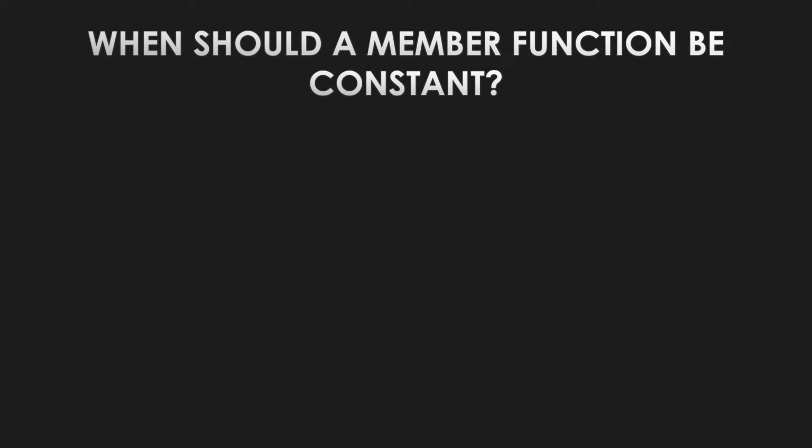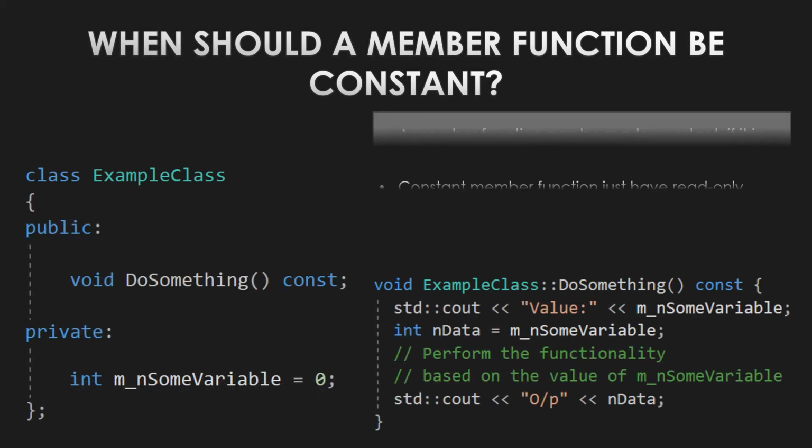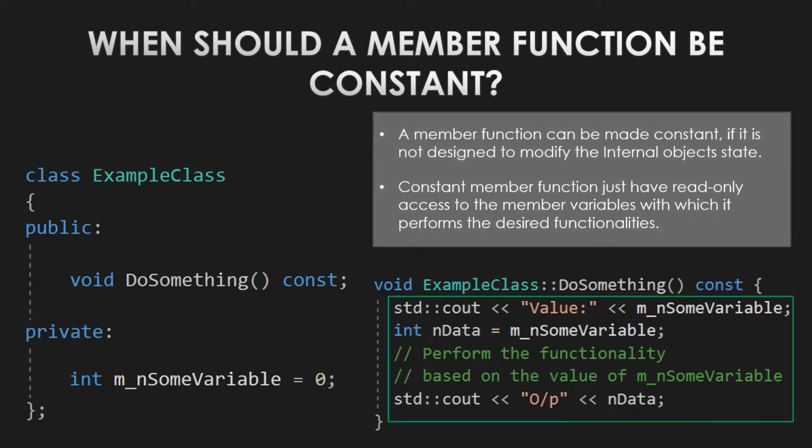When should we make a member function as constant member function? The answer is that a member function should be made constant if it is not designed to modify the internal state of the object. So this is a design level concept also. All read-only functions should be made constant. This allows client users who use the object of this class to use a constant object. Clients might need to make the object constant to ensure that their object is constant throughout its life once constructed using the overloaded constructor. Constant member function just has read-only access to the member variables, with which it performs the desired functionalities.